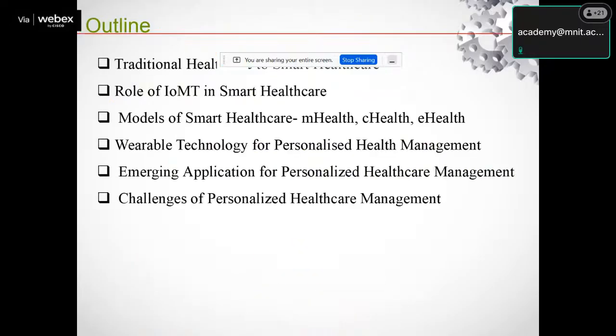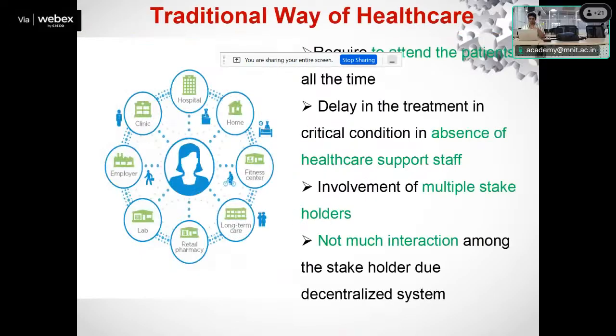So this will be the flow for today's lecture, where we will talk about smart healthcare, and what the role of IoT and ML, or AI, particularly is in smart healthcare. Then we talk about the models, wearable technology, emerging applications, and finally we will conclude with the challenges. Now, what is traditional healthcare?